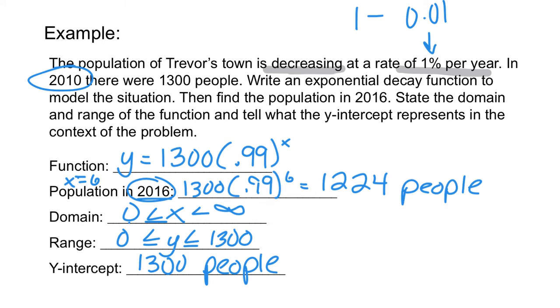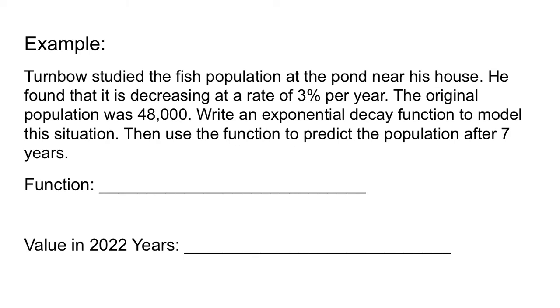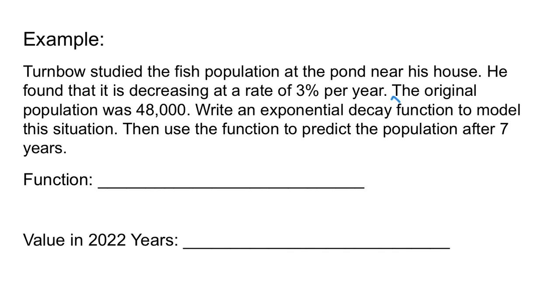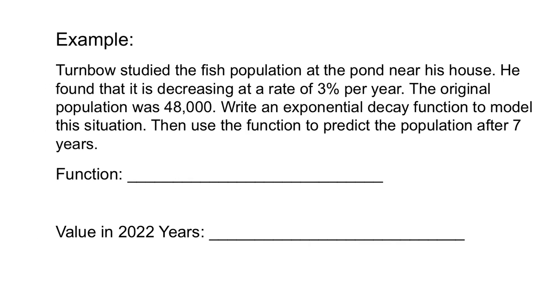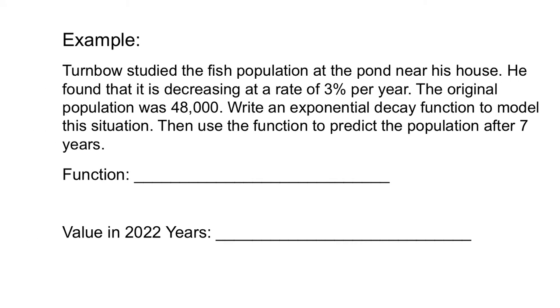All right, let's keep going. So this one's similar to that one, not as much to answer. Turnbow studied the fish population in the pond near his house. He found that it's decreasing at a rate of 3% per year. The original population was 48,000. Write an exponential decay function and then use it to predict the population after 7 years.